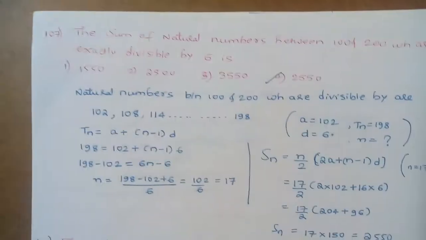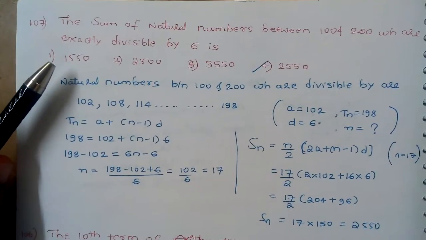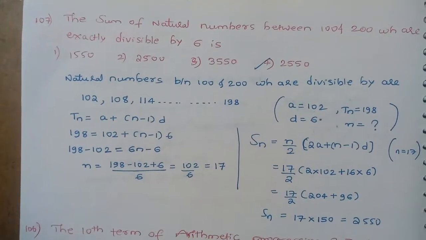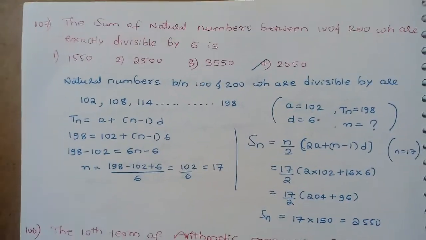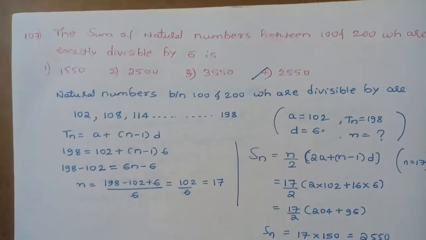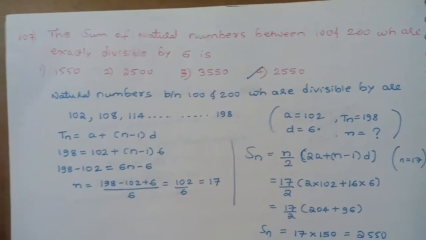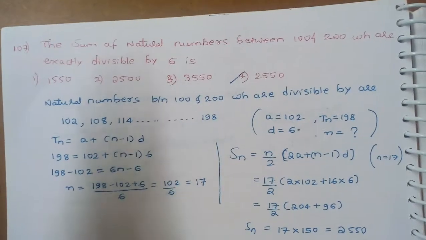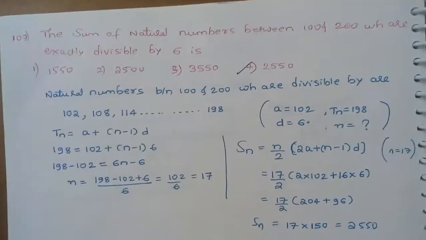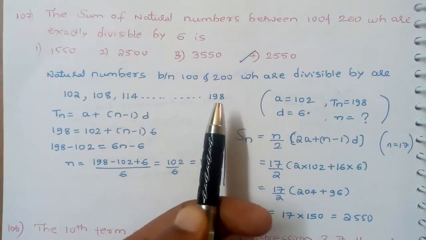Next question. The sum of natural numbers between 100 and 200 which are exactly divisible by 6. We know the natural numbers between 100 and 200 which are divisible by 6. First we see from 100: 101 is not divisible by 6, so 102 is divisible by 6. After that, if you add 6 each time, you will get a number divisible by 6: 102, 108, 114, and so on up to 198.